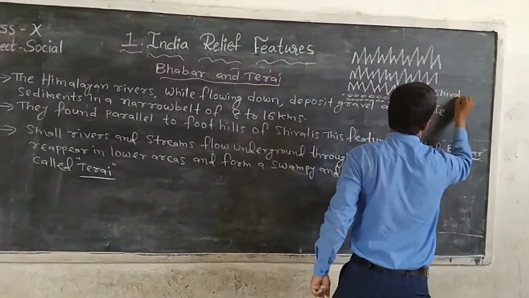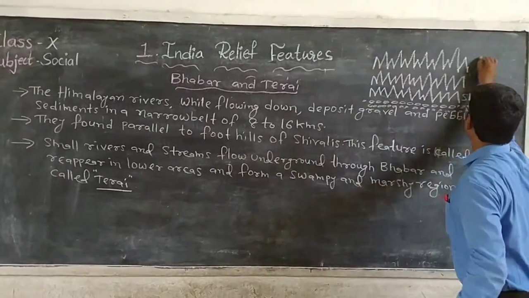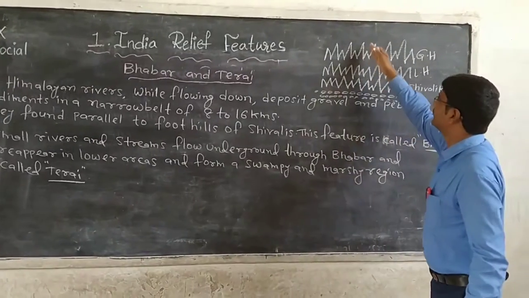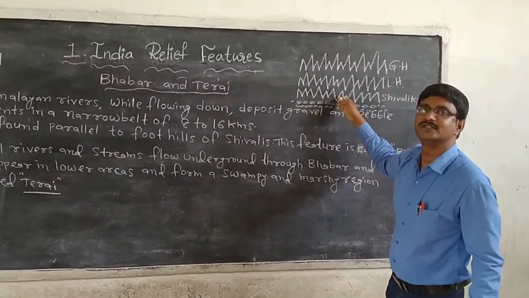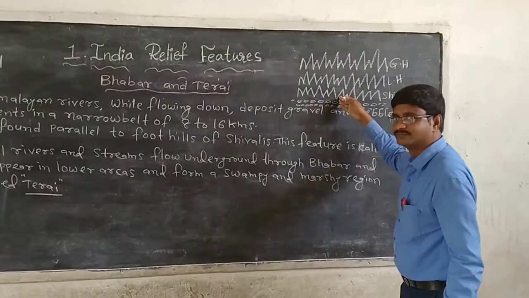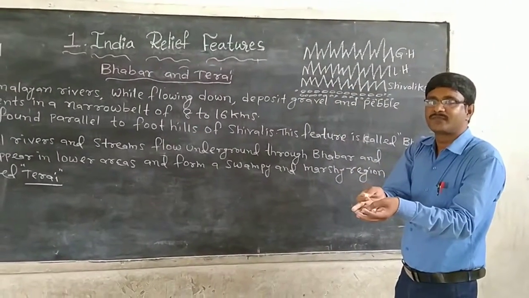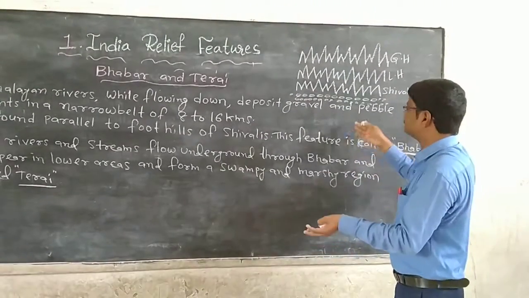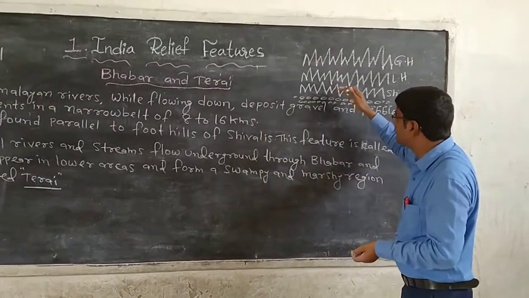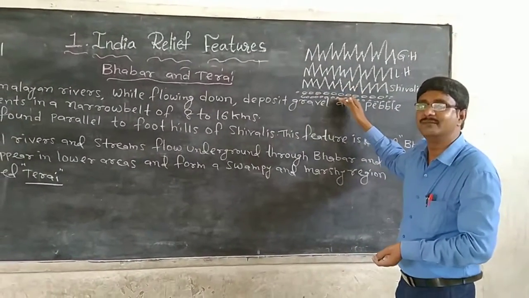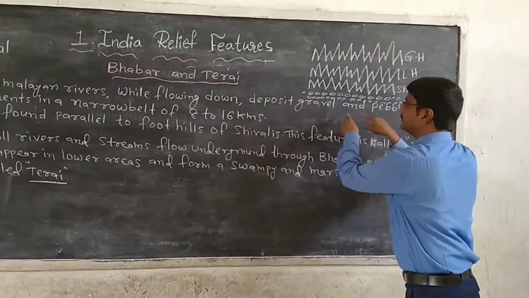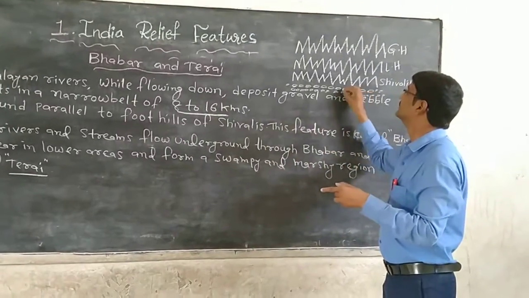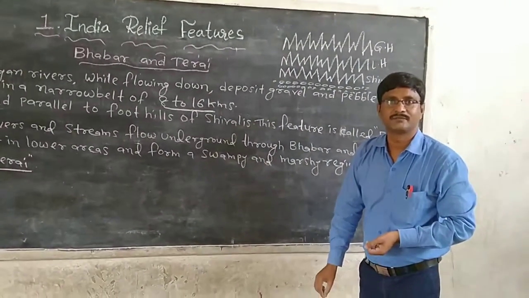Already we have learned in the previous class. These are Shivaliks. These are greater Himalayas. These are lesser Himalayas. Himalayan rivers are flowing down towards the south side like this. While they are flowing down, along with the river water, they bring a lot of silt and different kinds of pebbles, different kinds of gravels. So they deposit gravel and pebble sediments in a narrow belt of 8 to 16 kilometers.